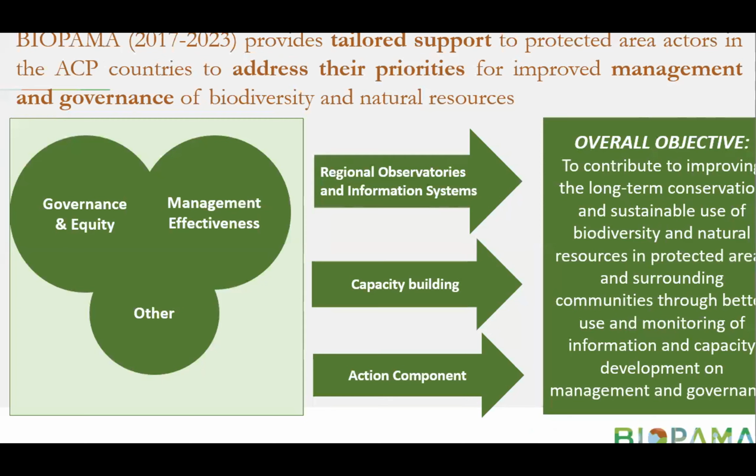Just a very brief overview of the structure of the program. It provides tailored support to actors to address priorities for management effectiveness and governance. So you'll see there's quite a lot of overlap between governance, equity and management effectiveness. Landscape planning fits into both of those. So we try and look at those specific areas through three different mechanisms. The first one being the regional observatories and information systems. So that is what the focus of this webinar is on, how can you use these tools.